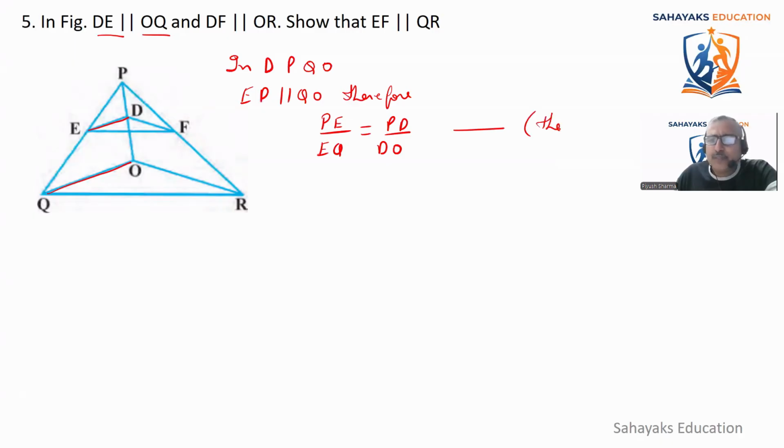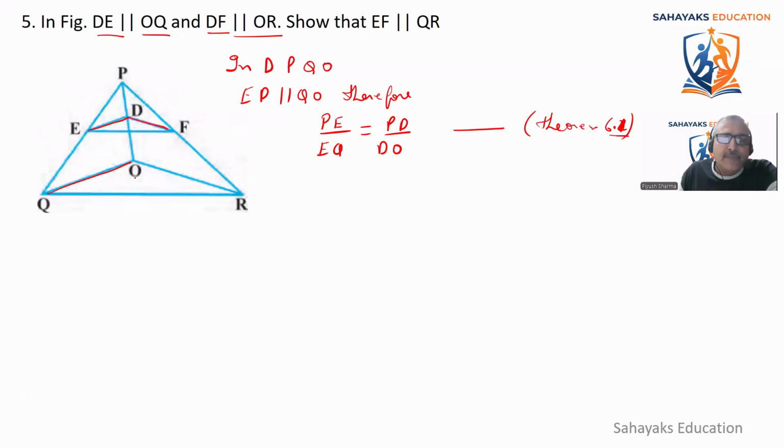Theorem 6.1. Sorry, my mistake. So you don't have to write theorem 6.1. You have to write the entire theorem. Please don't write theorem 6.1. Please write the entire theorem. Okay, that if a line is parallel to one side of a triangle, then it divides the other two sides in the same ratio.